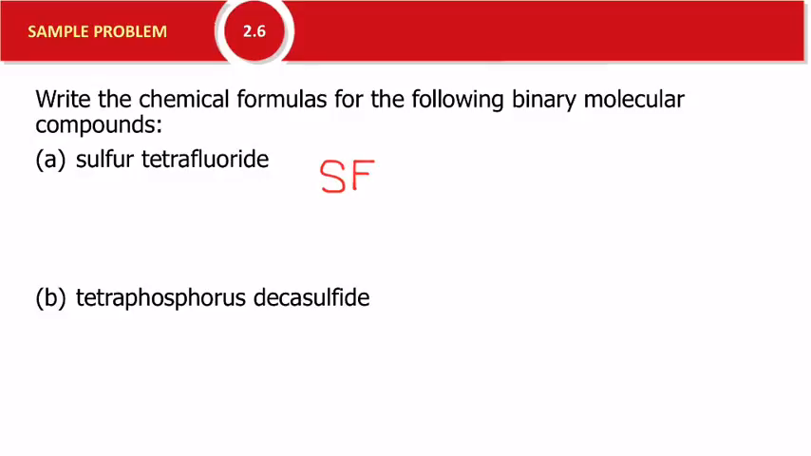Sulfur tetrafluoride, tetra means what? 4. So SF4. What would be the formula for tetraphosphorus decasulfide? P4, phosphorus, tetra means 4, and then sulfide again, it's not very creative, and deca means 10. P4S10.